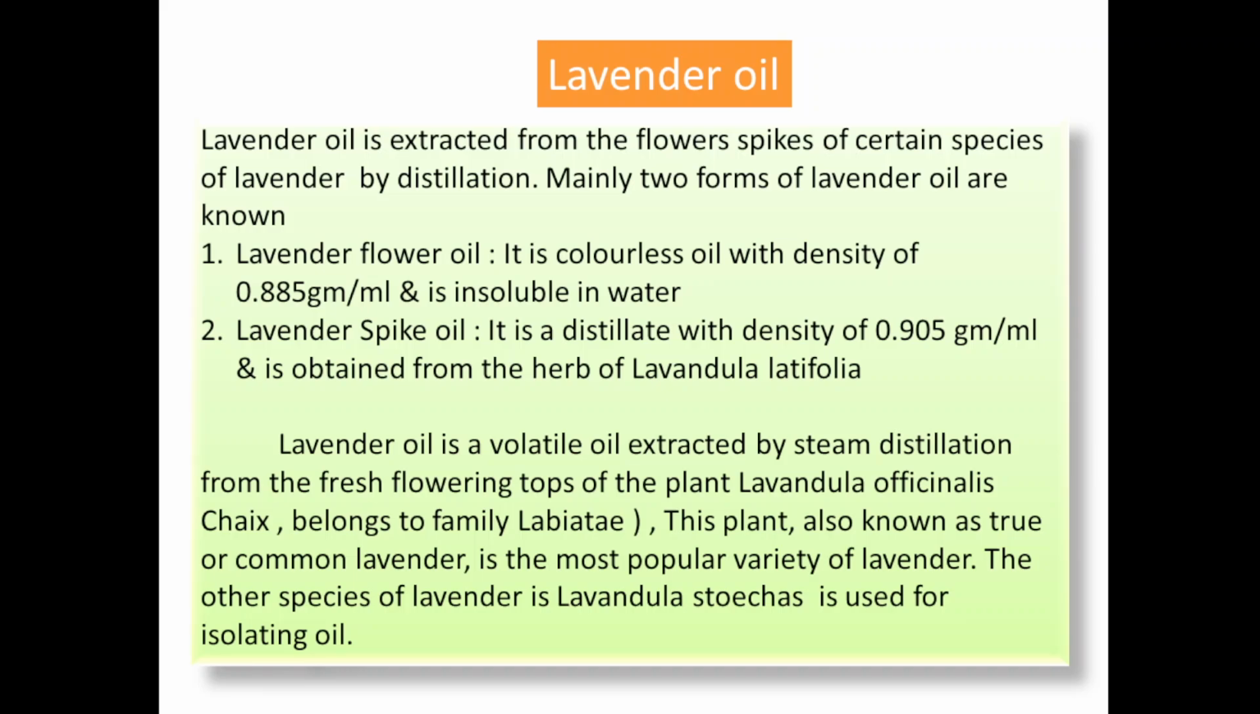Lavandula latifolia. Lavender oil is a volatile oil extracted by steam distillation. This oil is extracted by the steam distillation method. They are heat sensitive, so steam distillation methods are used. It is obtained from fresh flowering tops of the plant Lavandula officinalis, family Labiatae. It is also known as common lavender, and it is the popular variety of lavender.